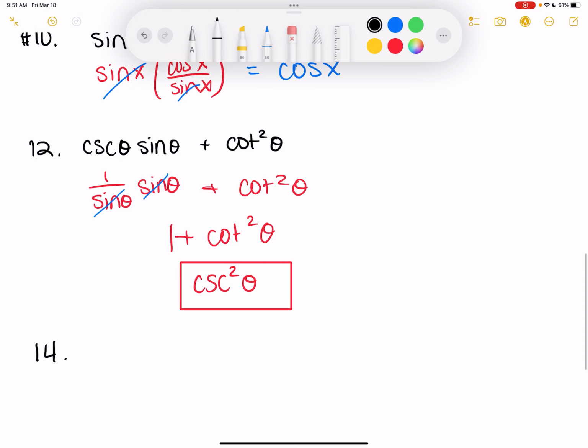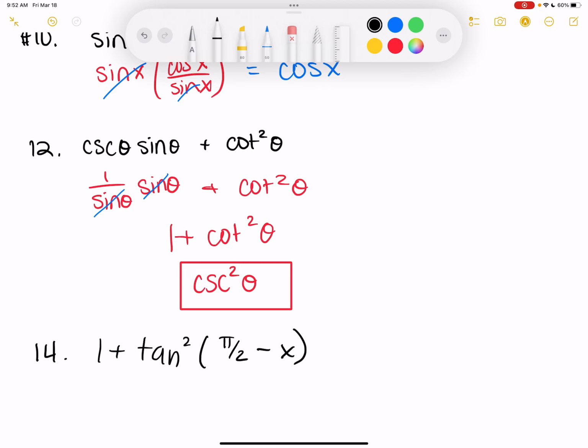All right, then 14. 1 plus tangent squared of pi over 2 minus x. Easy. So look for something that can possibly cancel out. That would be what I would do first, but I don't have sine times cosecant or tangent times cotangent or something like that. 1 plus tangent squared of theta equals secant squared of theta. So can you switch that or would you not?